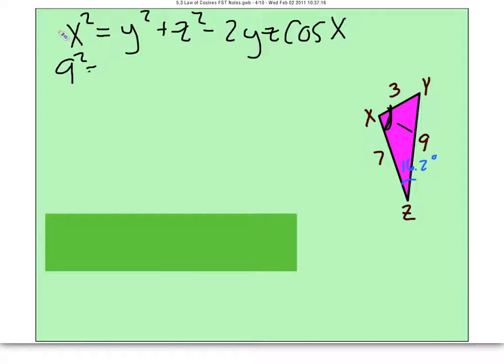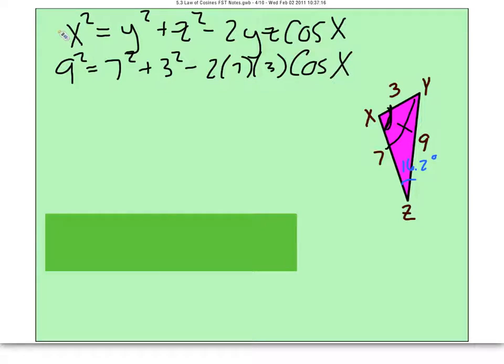So 9 squared, remember the y goes with the 7, and then the z is the 3. So 2 times those two side lengths, and keep the cosine as x. This is going to be 81. I'm going to go ahead right now and bring together, this would be 49 and 9. So I'm going to write that as 58. And I'm going to do 7 times 3 times 2, which would be 42.